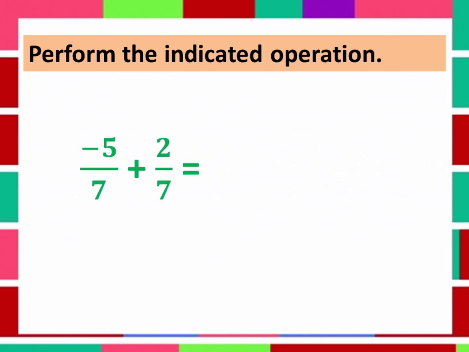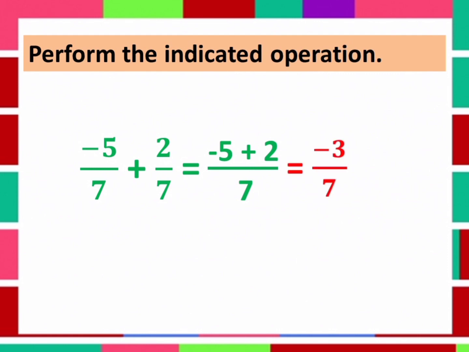Next example is negative 5 over 7 plus 2 over 7. So again, add the numerators. So negative 5 plus 2 over 7, since you are just copying the denominator. As I said earlier, we are going to apply the rules in adding integers. So, since they are unlike signs, because 5 is negative and 2 is positive, instead of adding, we are going to subtract. So, negative 5 plus 2, or 5 minus 2, is equal to negative 3.